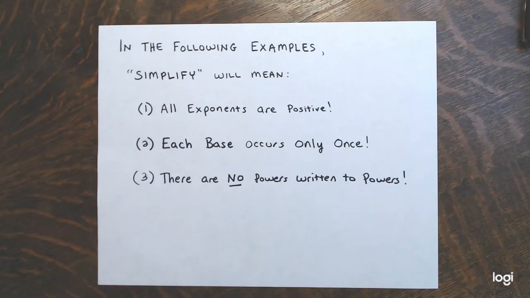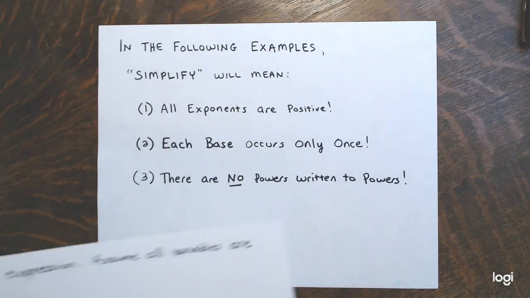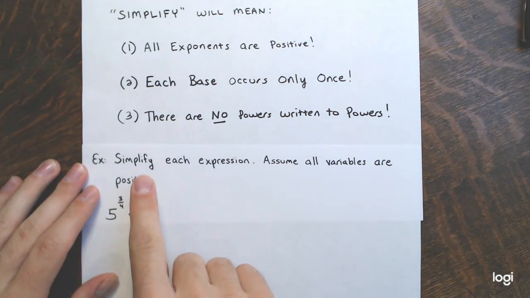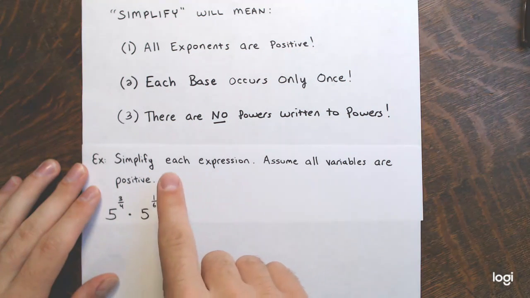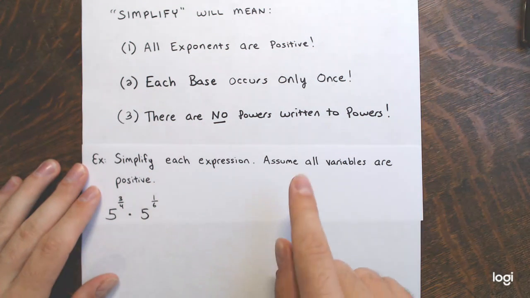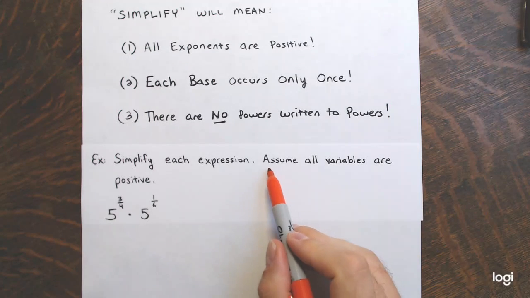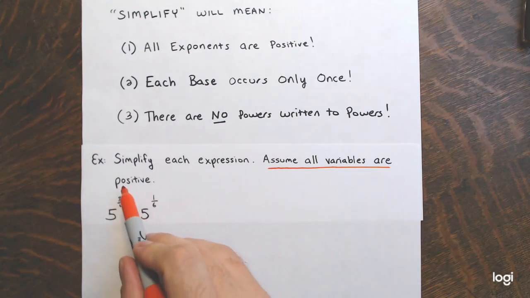So my first example is the following. Where I say simplify each expression, and this is going to be the direction for everything. And then this instruction here, you see this quite often in texts: assume all variables are positive.